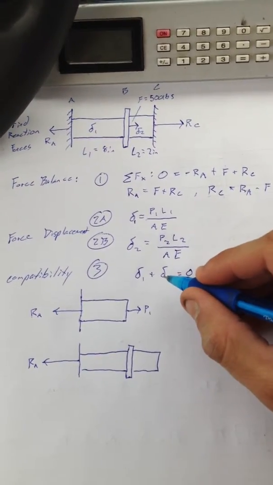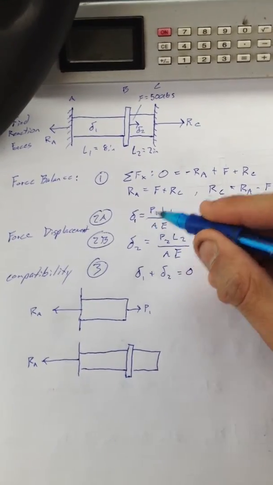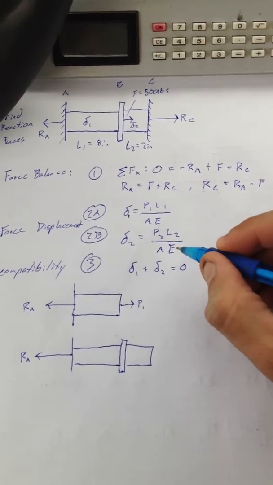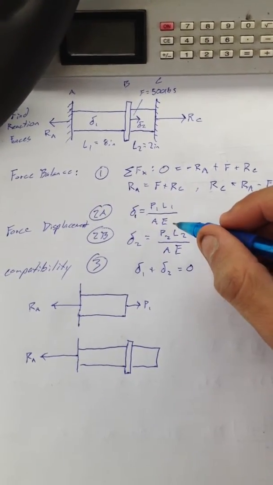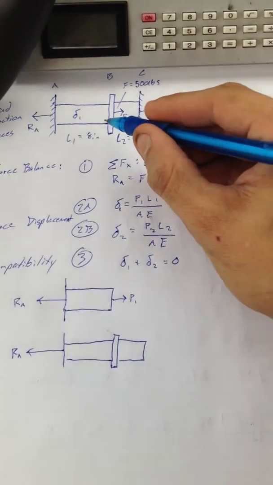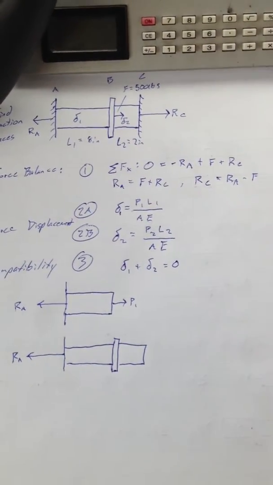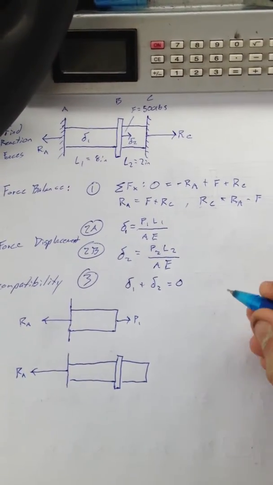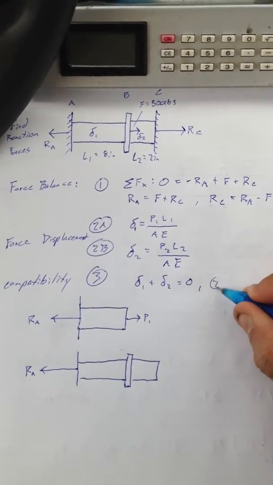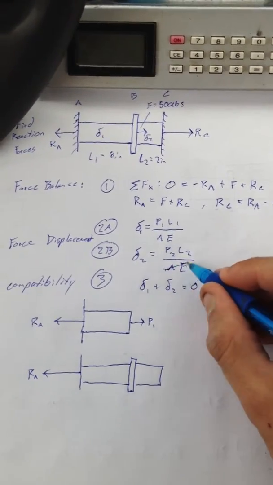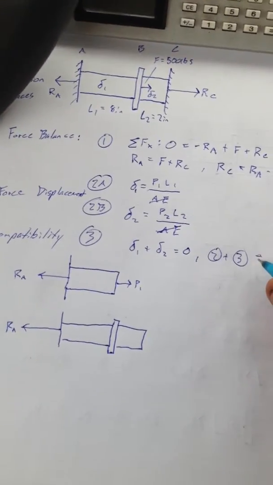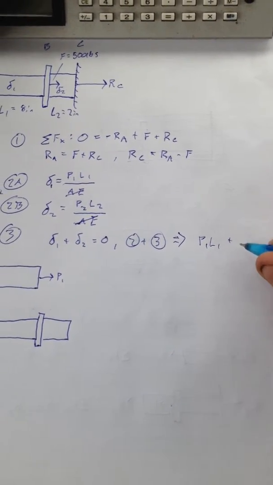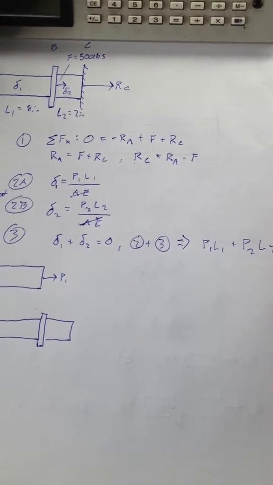Taking a look at that, we can see when we plug these two equations into equation 3, we're going to be able to cancel out AE. AE is the same for the whole bar because they have the same diameters, so they have the same cross-sectional area, and the material is constant throughout, so they have the same modulus of elasticity. So we'll do 2 plus 3. We'll cross these guys out real quick, and we get P1 times L1 plus P2 times L2 equals 0.